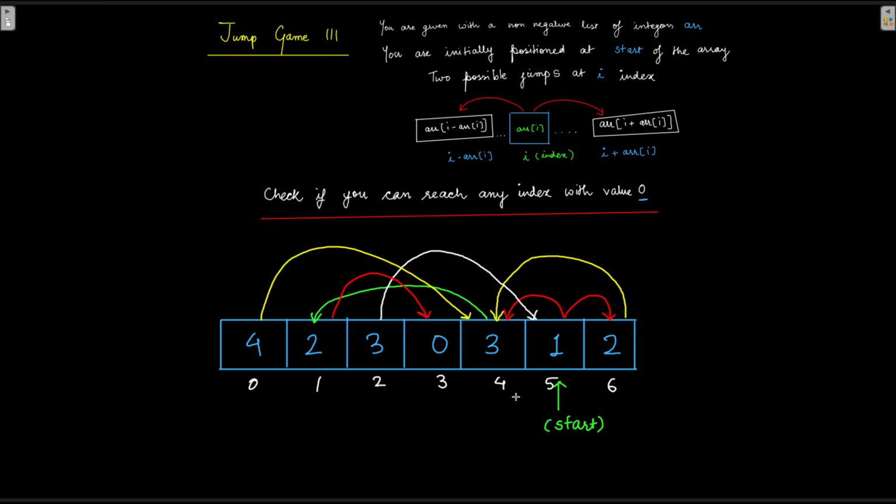And how these boxes are connected, let me remind you again. Take an example of 0. At 0, the value contained is 4. That means from here we can either jump to 0 plus 4 index, or 0 minus 4 index. Now 0 minus 4 is outside the boundary of this array, so we cannot go there, but we can obviously go to 0 plus 4. So let's see 0 plus 4, and the value contained here is 3.